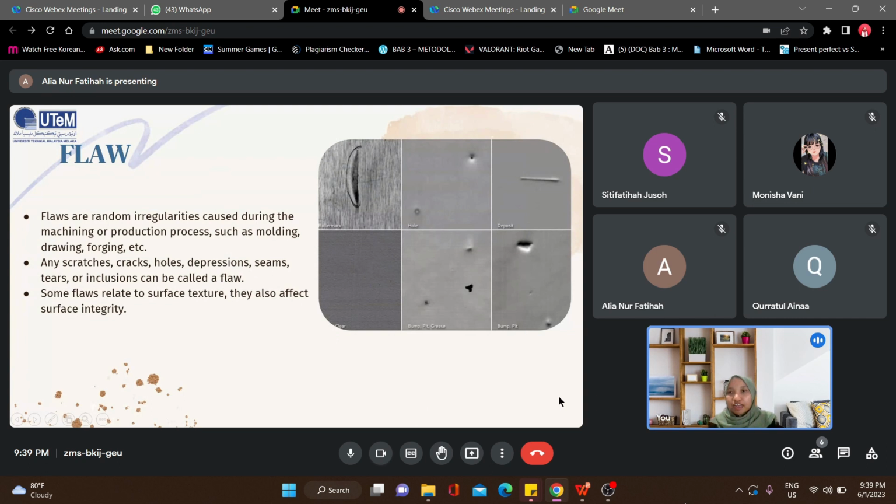Flaws are random irregularities caused during the machining or production process, such as molding, drawing, and forging. Any scratches, cracks, holes, depressions, seams, tears, and inclusions can be called a flaw. Some flaws relate to the surface structure. They also affect surface integrity. Based on the picture, you can see flaws such as hole, bump, deposit, and others.